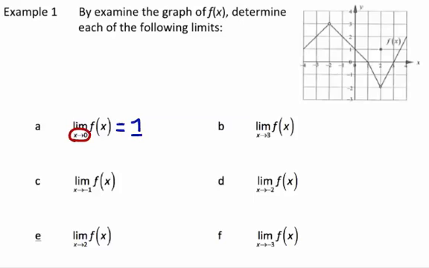In B, now we're looking at 3 on the x-axis, so as we're approaching 3 on the x-axis, where's the y value of that function approaching? It's approaching 0. Likewise with C, x is approaching -1, the height of that function is approaching 2.